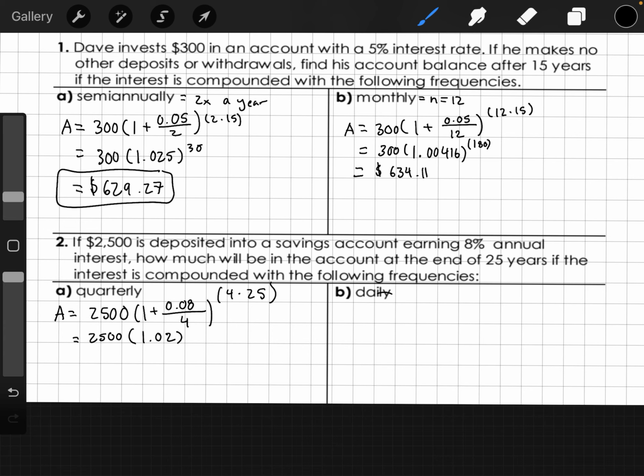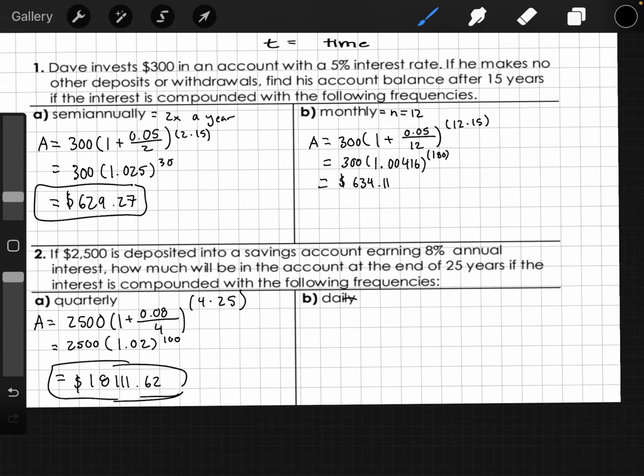So 2,500 times 1.02 to the power of 100 equals $18,111.62.